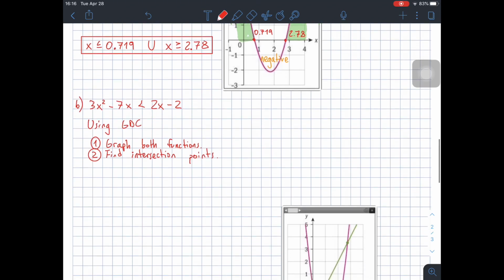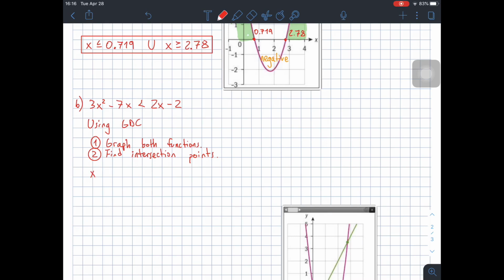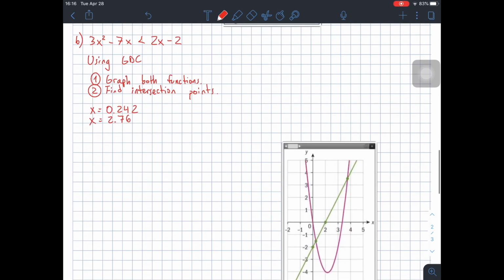So the intersection points are, first of all, x equals, I'm only writing the x value, 0.242, and the other x coordinate of the intersection point is 2.76. Okay, so this is how the graph looks.